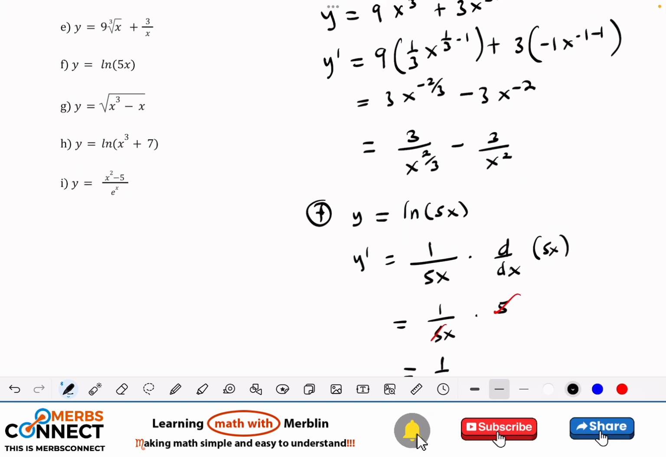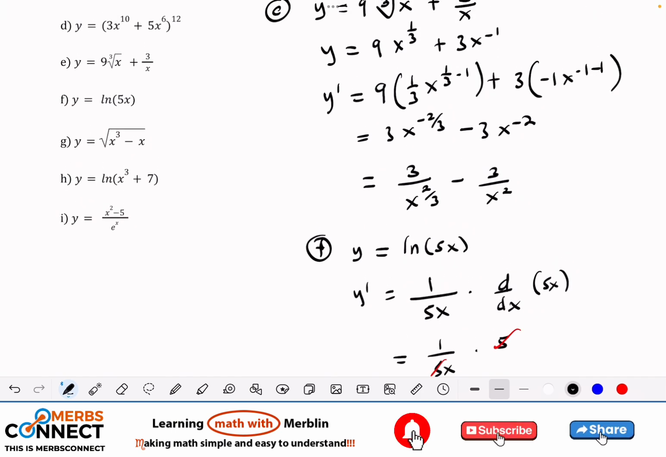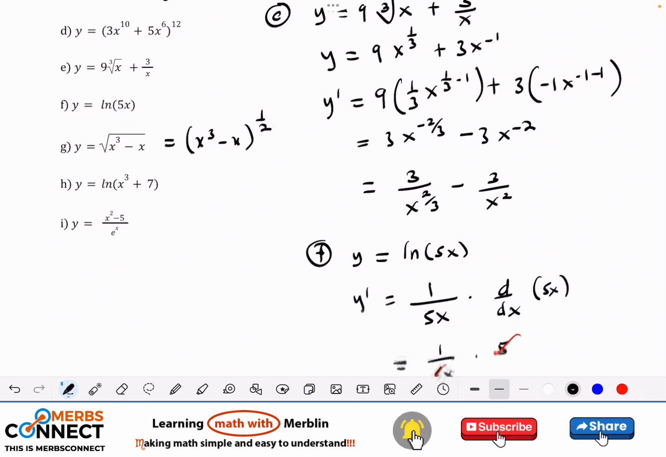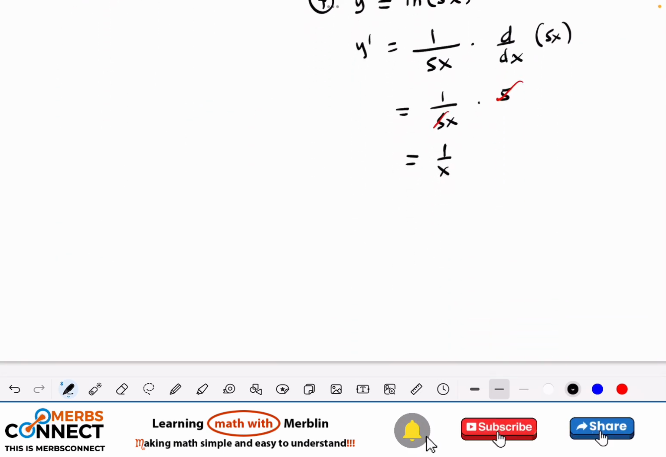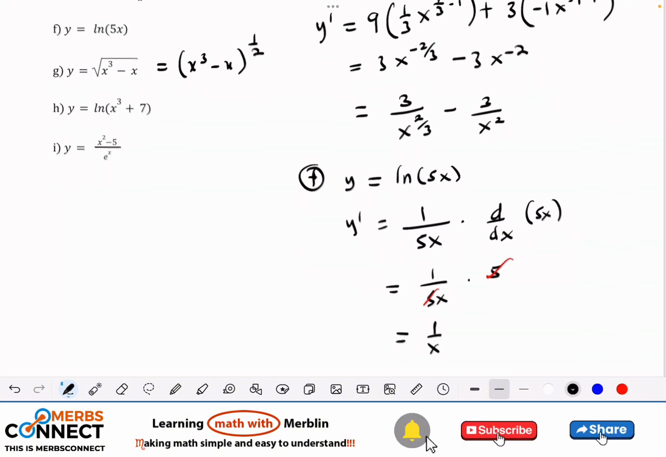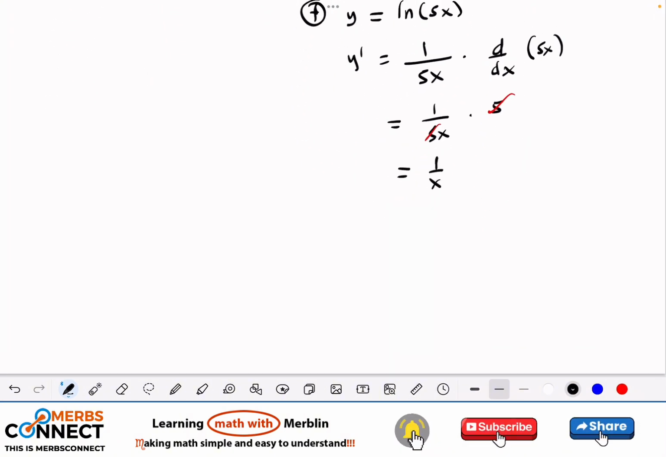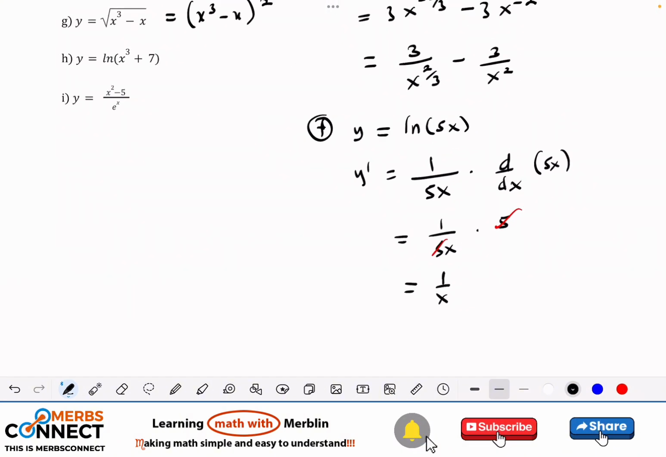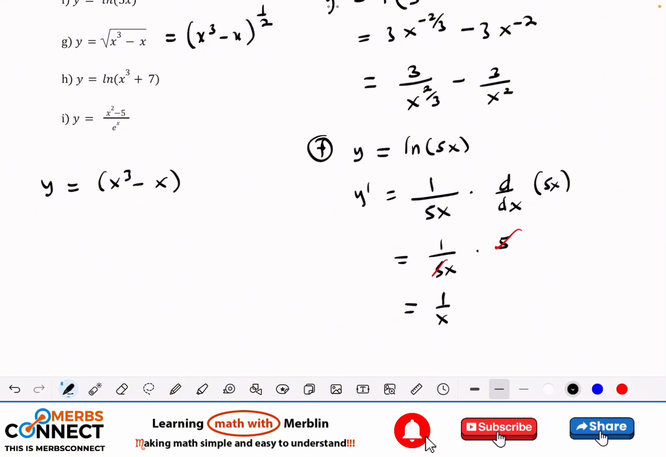Right. Let's look at G. So G, as I said, still we need to change the radical. So we are going to have x to the power 3 minus x all to the power 1 over 2. So this one we are going to use the idea of chain rule to also differentiate that. Right. So let me write it here. So now y is equal to x to the power 3 minus x to the power 1 over 2.